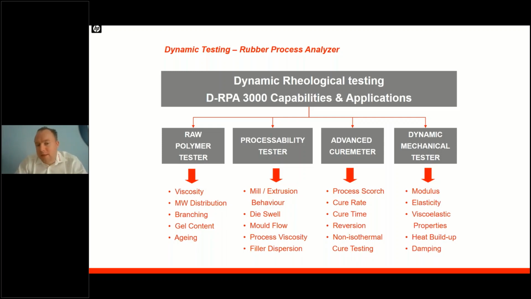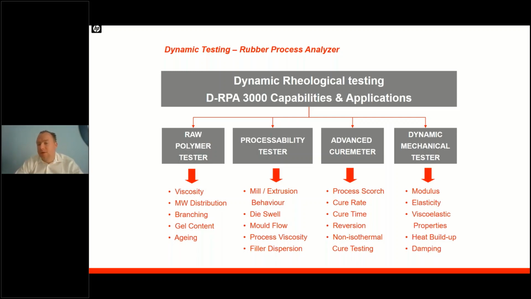Furthermore, RPAs have been used to check processability, to simulate production processes such as milling, extrusion, to correlate, for example, to mold flow, die swell, process viscosities, but also to dispersion. Then RPAs have been used basically since their inception as advanced cure meters to, of course, measure cure times, cure rates, cure conditions, reversion at isothermal as well as non-isothermal conditions.